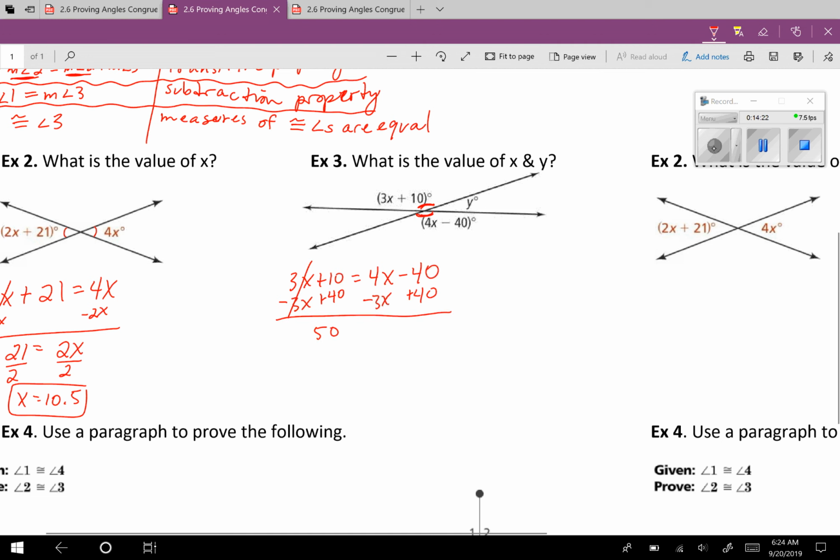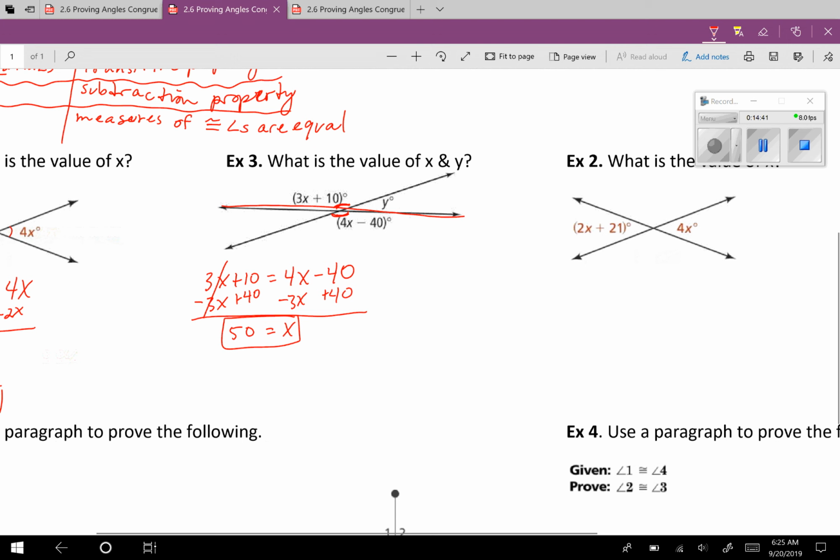So 50 is equal to x, because 4 minus 3 is just 1. So x is 50. So there we go. And then now I can see that one of these angles and y, they're a linear pair. So they have to add up to 180. So I will write 3x plus 10 plus y equals 180. That's my second equation. And then now I just plug in for x and solve for y.